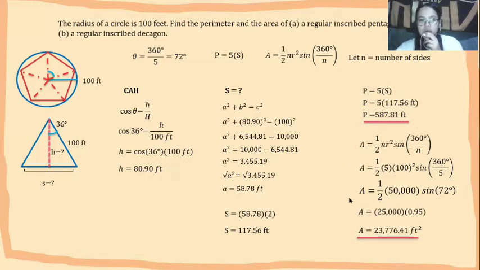So next, we have A is equal to 1/2 n r squared sine 360 degrees over n, where n is the number of sides. So our area is equal to 1/2 times 5 times 100 squared times sine 360 degrees over 5. Area is equal to 1/2 times 50,000 times sine 72 degrees. And we have A is equal to 25,000 times 0.95, and our area is 23,776.41 feet squared.